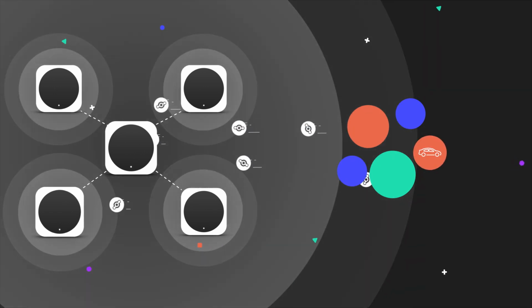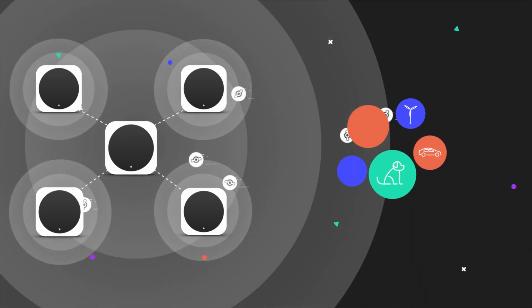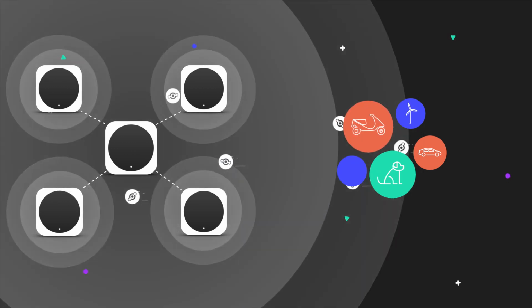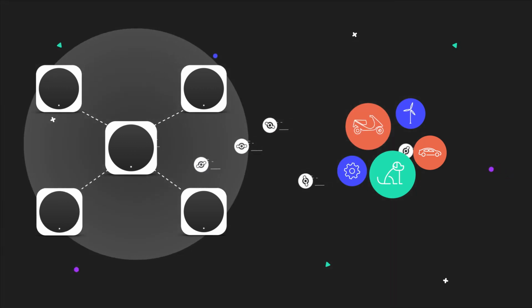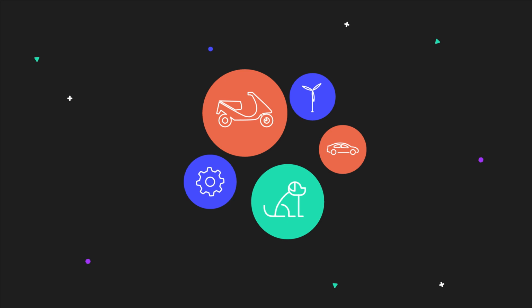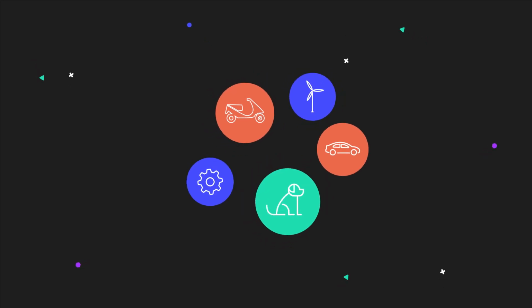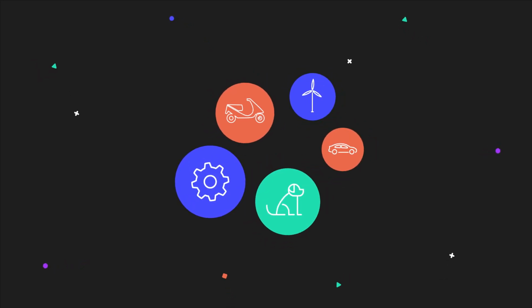On the demand side, businesses and developers benefit from the People's Network with affordable and ubiquitous connectivity for their IoT devices, from scooter and pet tracking to environmental sensing and crucial healthcare monitoring solutions.